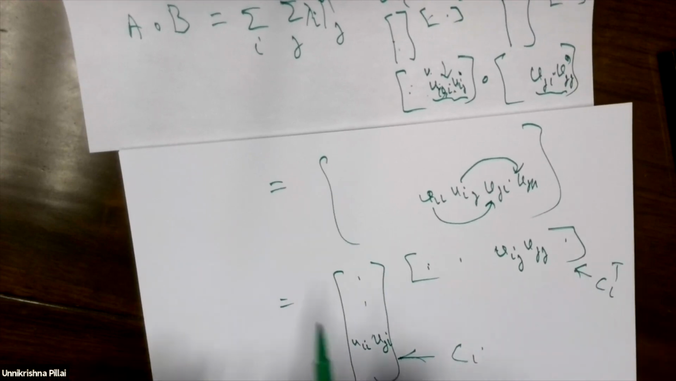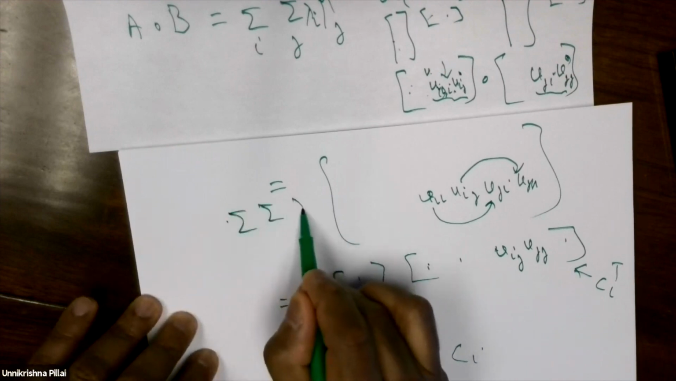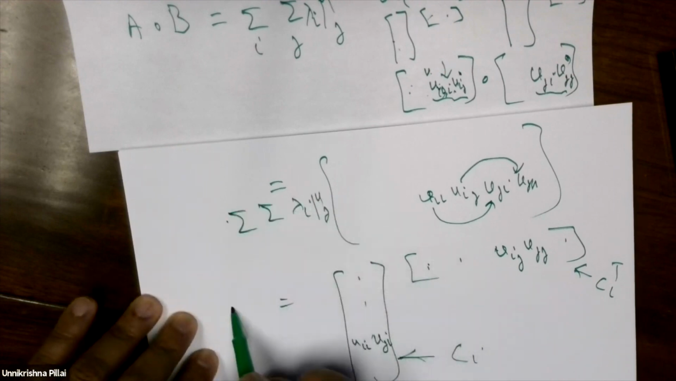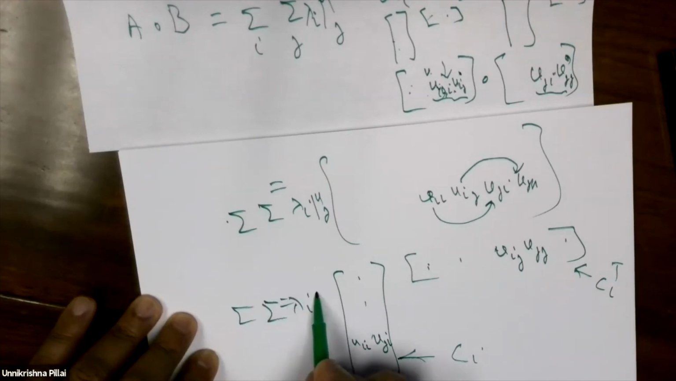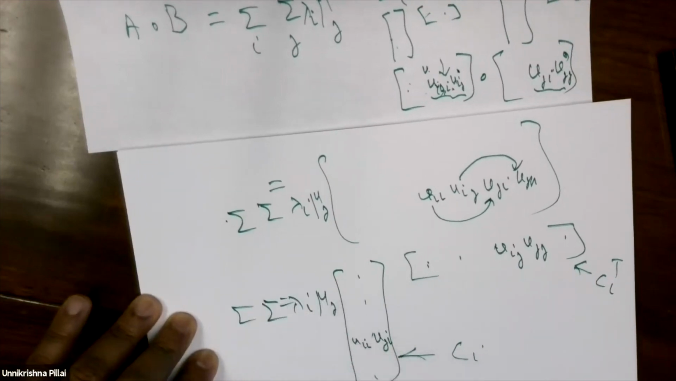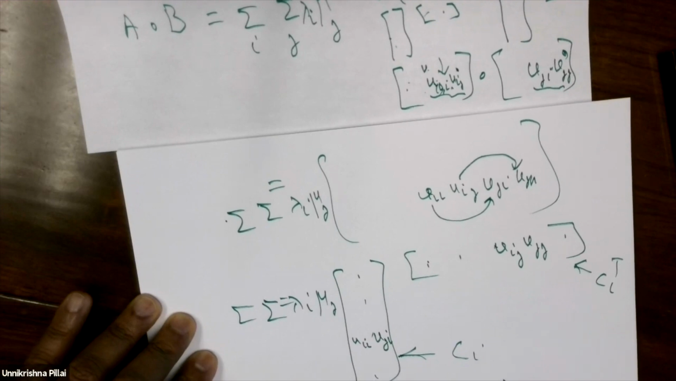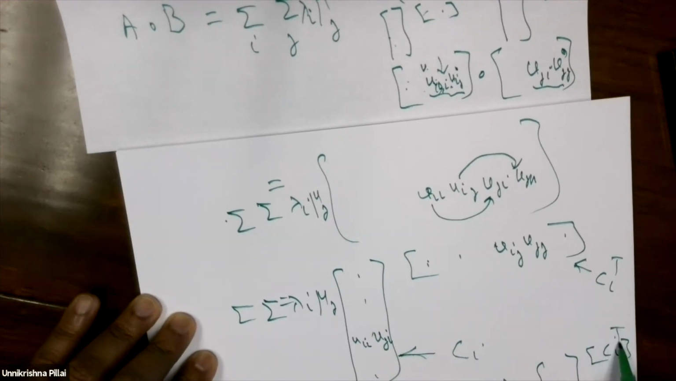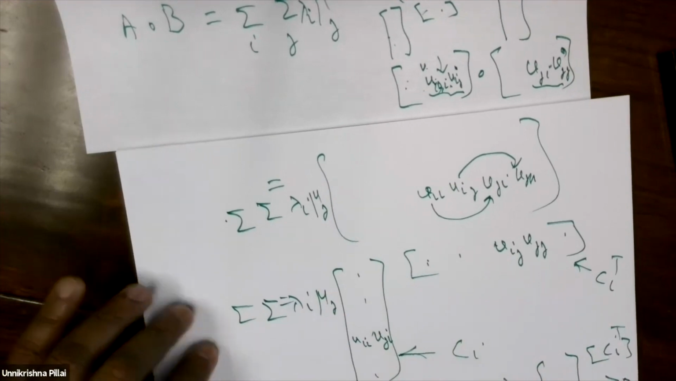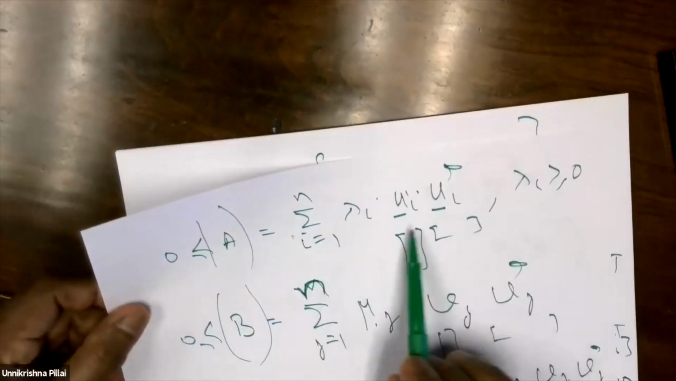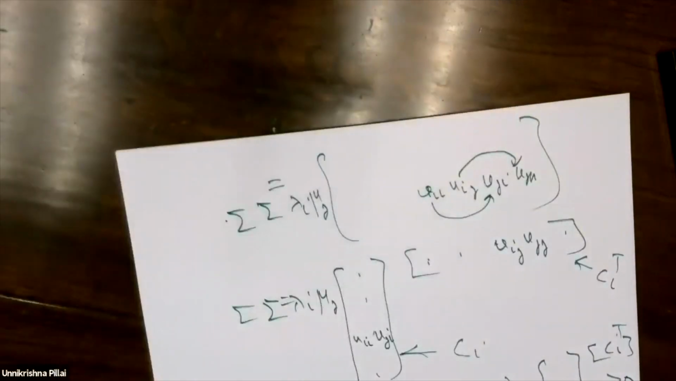So what we have shown is, remember there are two summations, lambda i mu j. So what I have shown is this A Schur B can be written as lambda i mu j, both positive, then some vector which is like this, multiplied by its transpose. So this is positive definite, because any positive definite matrix can be written like this. So I showed you that this funny product also can be written like this. So this is a famous theorem.